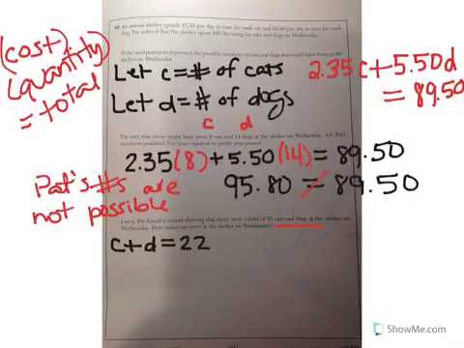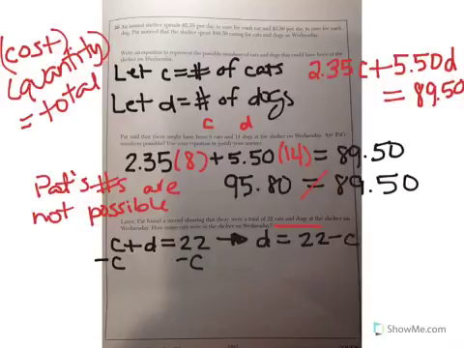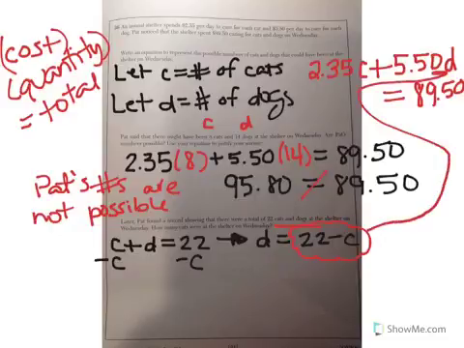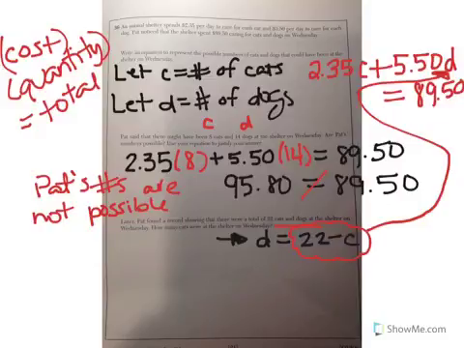Okay, so they want to know how many cats were at the shelter. So what we need to do is get our letter D alone. So to do that, we're going to subtract C from both sides, and our equation is going to say D equals 22 minus C. Now we're going to use the substitution method. And what we're going to do is take this 22 minus C and substitute it into our first equation in for the letter D, so that we end up solving for C. Okay, so what I'm going to do is erase some things over here.